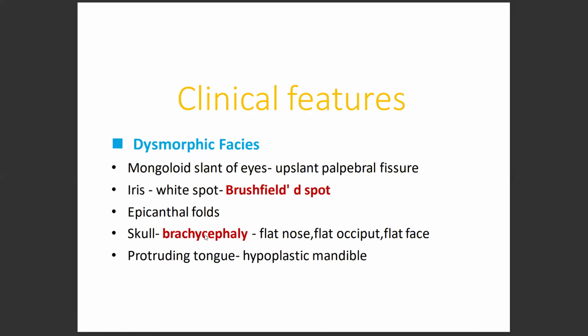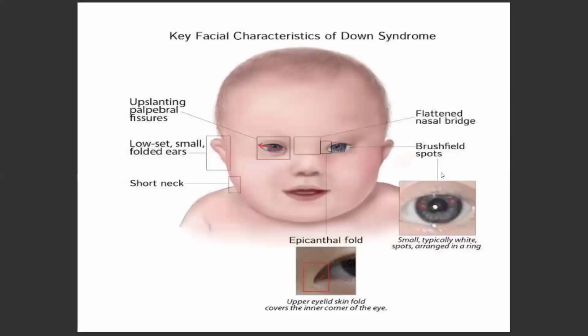And the skull is brachycephalic, that is flat nose, flat occiput, flat face. So if in any question we find a flat nose, flat occiput, or flat face, it is indicative of a Down syndrome patient. Then a protruding tongue and hypoplastic mandible. So these are the dysmorphic features of the Down syndrome patient.